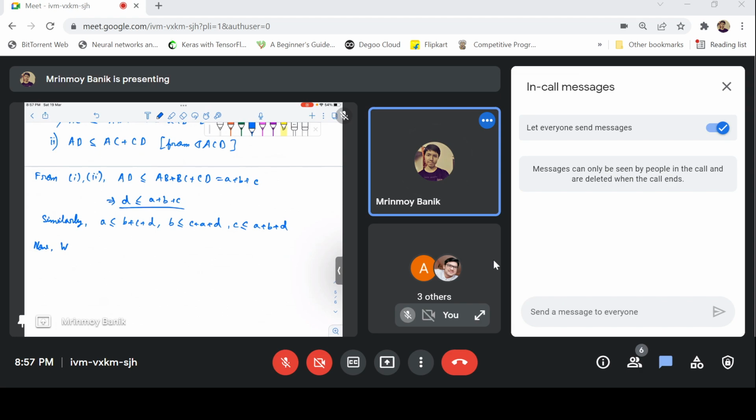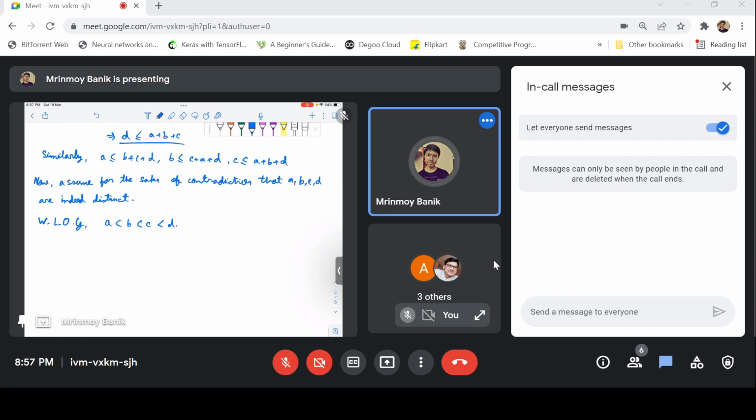So we can assume, for the sake of contradiction, that A, B, C, D are indeed distinct. Now we can assume without loss of generality A less than B less than C less than D, all of them strict inequalities. So that makes D the largest side in that quadrilateral.